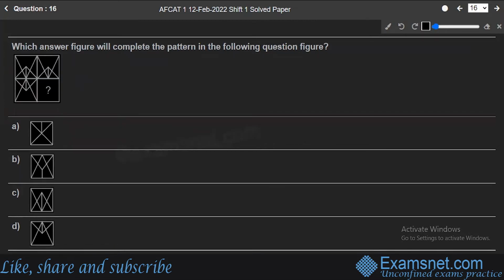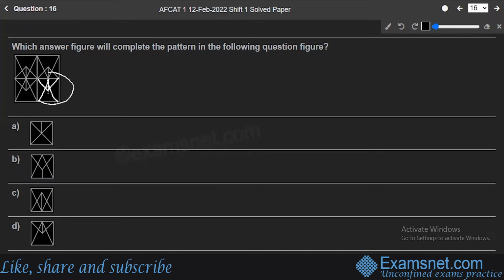Let's move to the next question. Question number 16. Which answer figure will complete the pattern in the following question figure? I'll try to complete the figure in the question itself, and then we will see which is matching in the answer. If I'm drawing this, I'm starting from here, so it will match with here. It will go till here, right? These two will match. And then what will I do? I'll make a rhombus over here. I'll complete this rhombus, and then I have to draw a straight line.